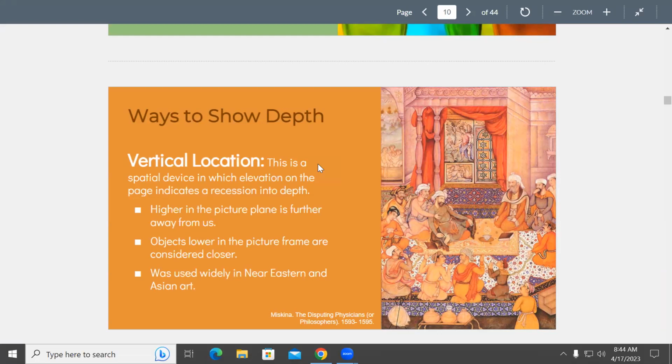So when you are looking at an image or a scene from a top view, this is the easy way to communicate the depth. The closer elements you can place at the bottom, and the elements at the top are farther away.